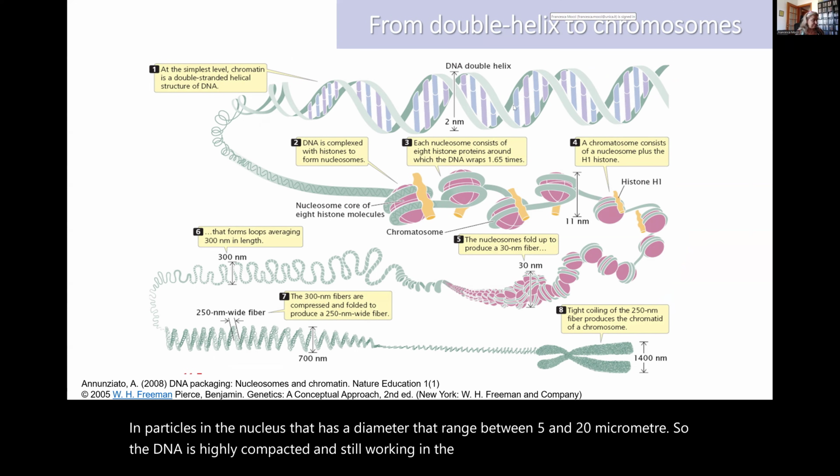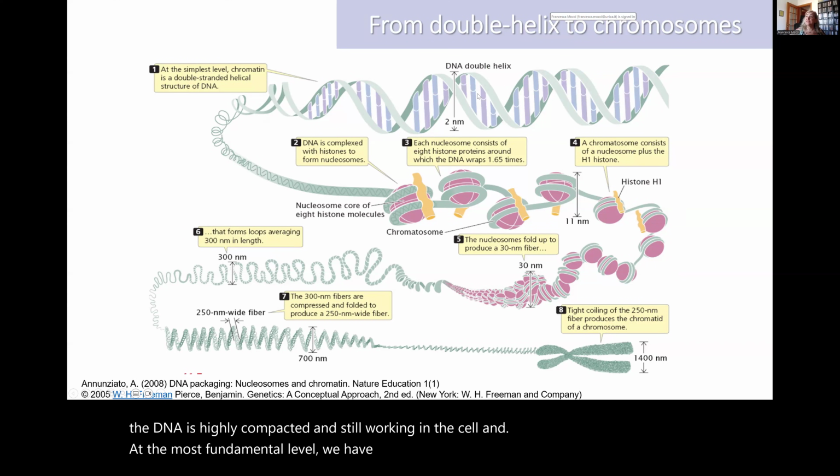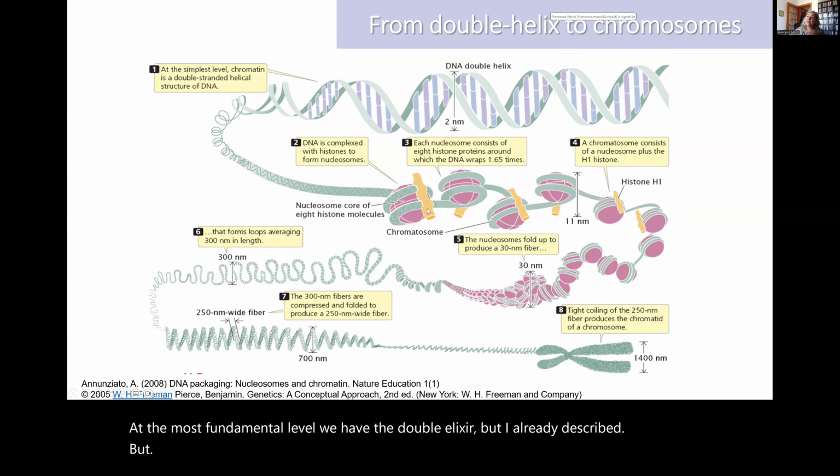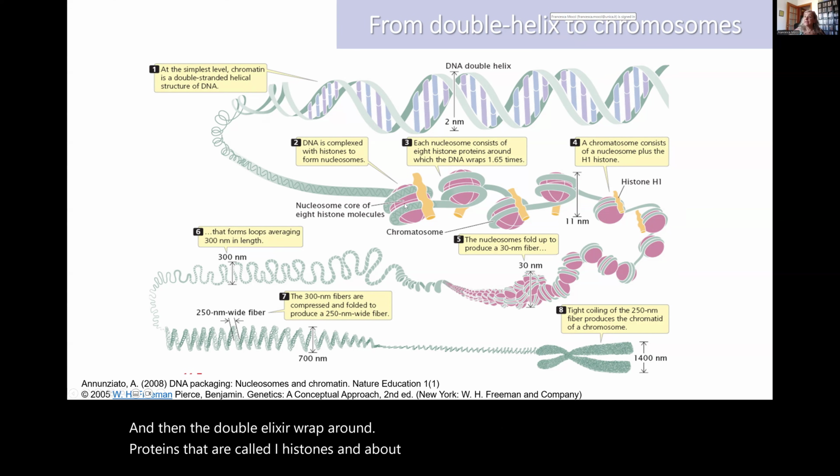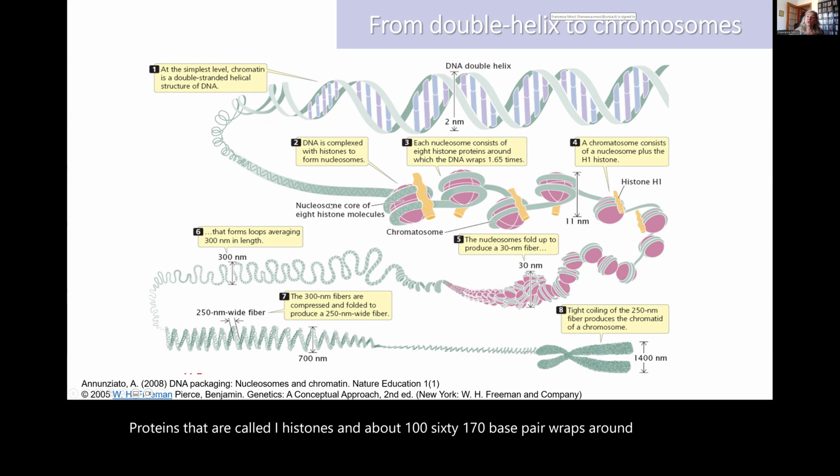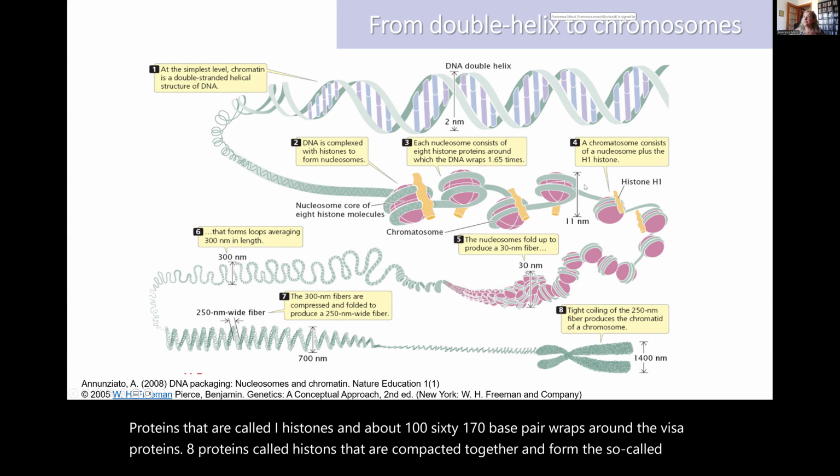And at the most fundamental level, we have the double helix that I already described, and then the double helix wraps around proteins that are called histones, and about 160, 170 base pairs wrap around these proteins, 8 proteins called histones that are compacted together and form the so-called nucleosome core particle, NCP.